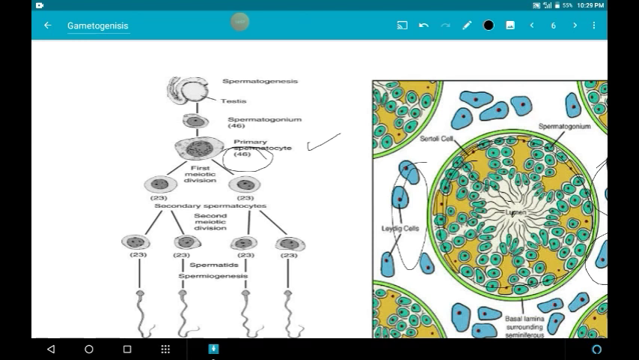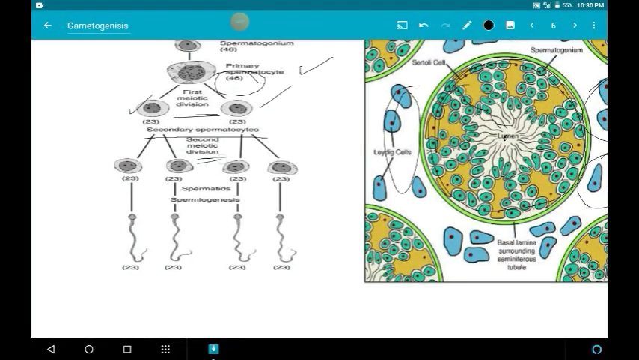Then the primary spermatocyte undergoes the first meiotic division, thereby a single primary spermatocyte produces two secondary spermatocytes. Then the secondary spermatocytes enter the second meiotic division, and each secondary spermatocyte produces two spermatids. Thus it produces 4 spermatids. Then the spermatids undergo spermiogenesis, thereby producing mature sperm. Each sperm possesses 23 chromosomes. Thus they are haploid in nature.